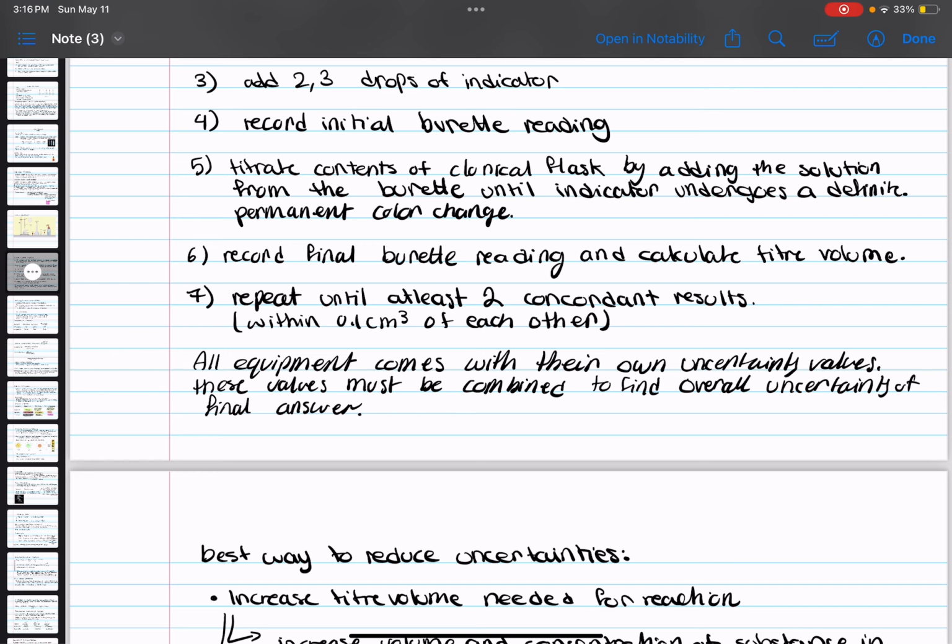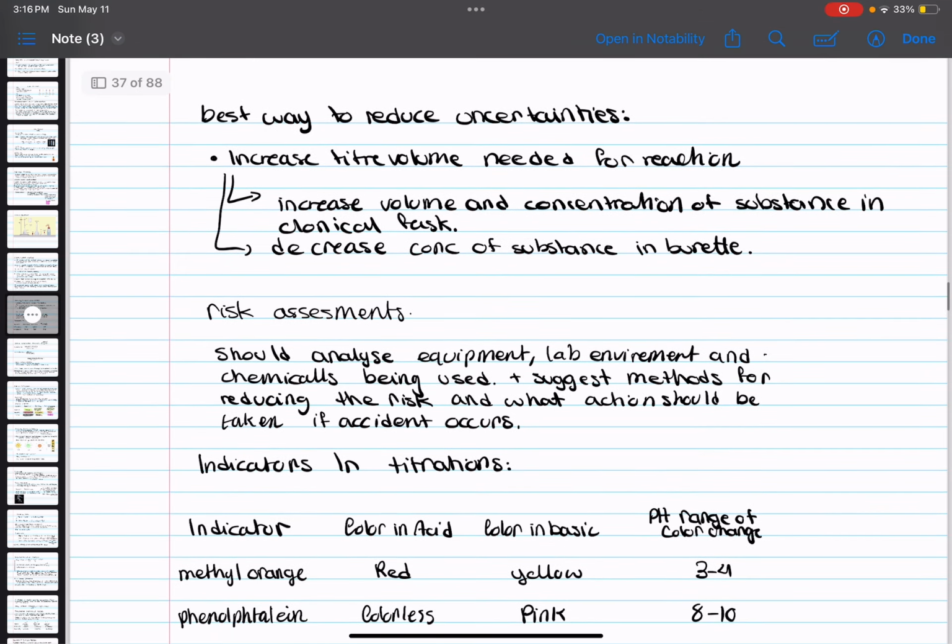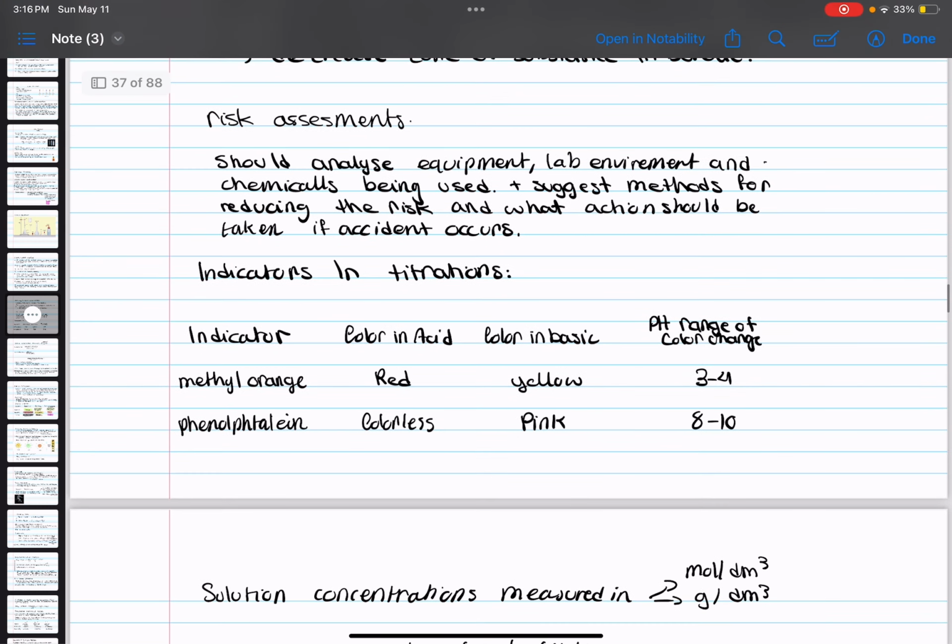of one another. All equipment comes with its own uncertainty values. These values must be combined to find the overall uncertainty of the final answer. So you add them, usually as percentage uncertainties. The best way to reduce uncertainties is to increase the volume and concentration of the substance in the conical flask, or decrease the concentration of the substance in the burette.